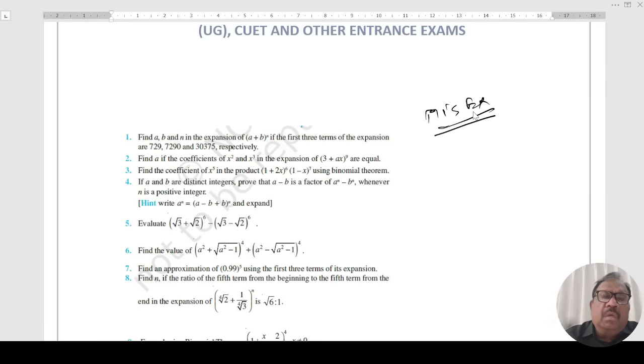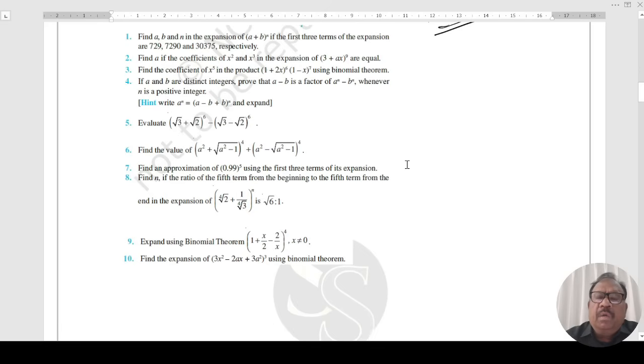along with clear-cut concepts. As the session is going to be very important, it is requested to go through the session completely. Now, let's start with the question and concept.